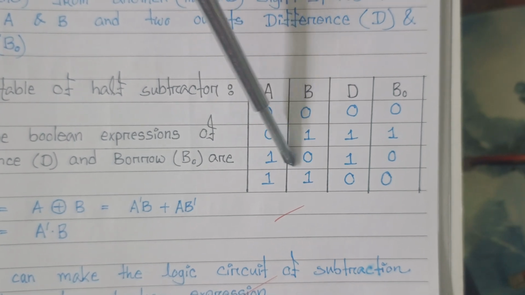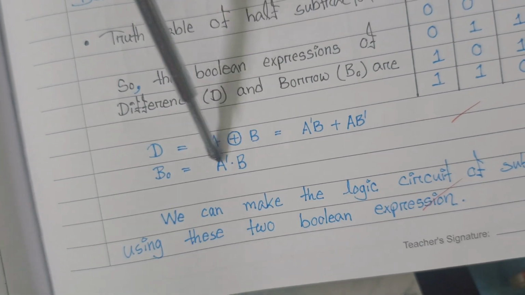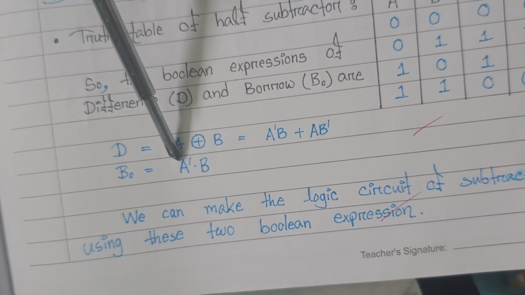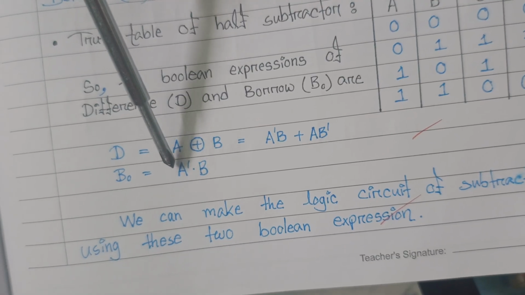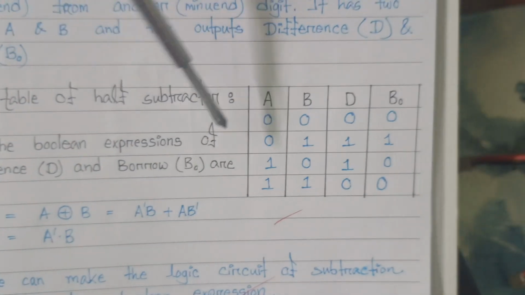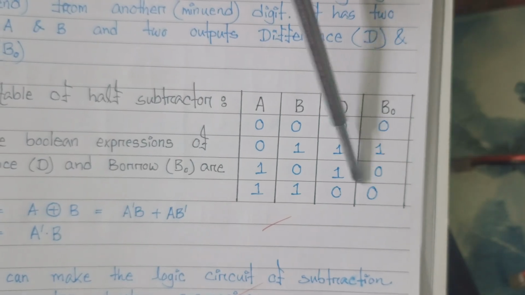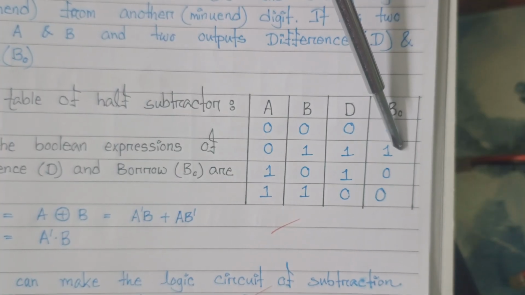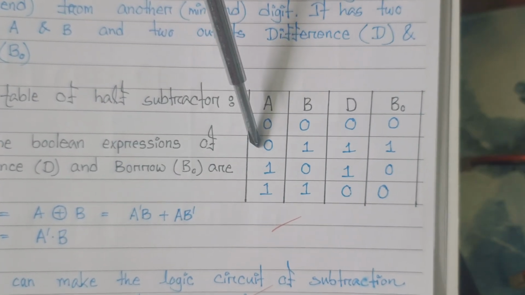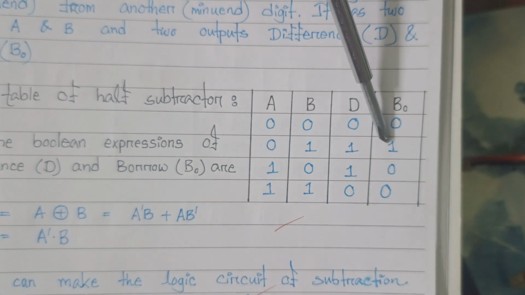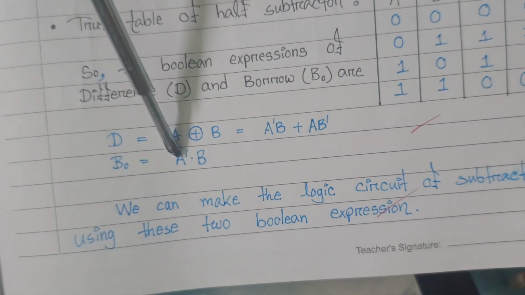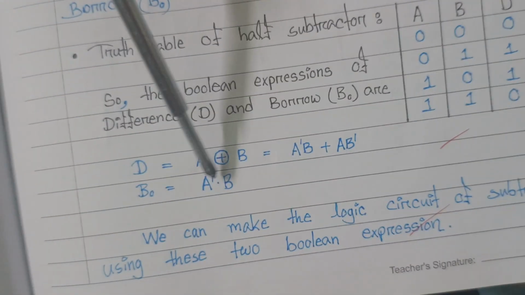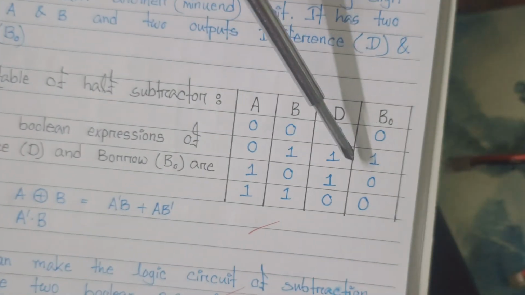Let's take the last one, where A and B are both 1. When A and B are both 1, A bar, or A complement, or A dash, whatever you call it, changes from 1 to 0, and 0 dot anything will definitely be 0. So this condition also gives a borrow of 0 as per this boolean expression. The remaining row of the truth table is where A is 0 and B is 1, and the borrow should be 1. When A is 0, the complement inverts it into 1, and B is already 1, so 1 dot 1 definitely gives the borrow out as 1.